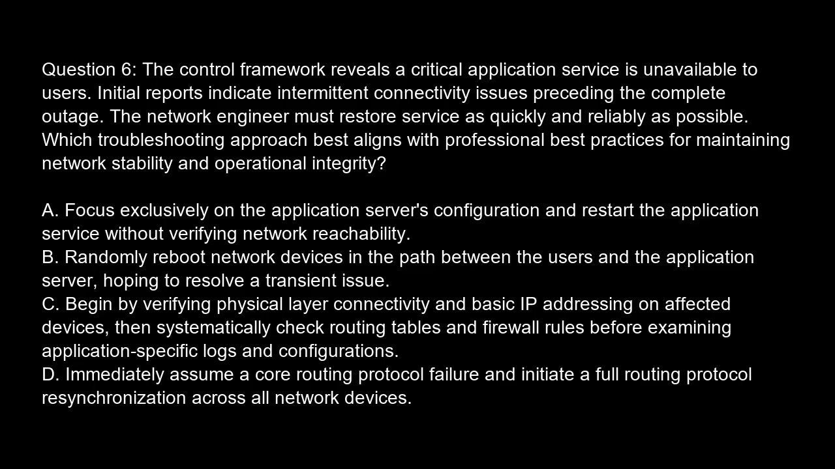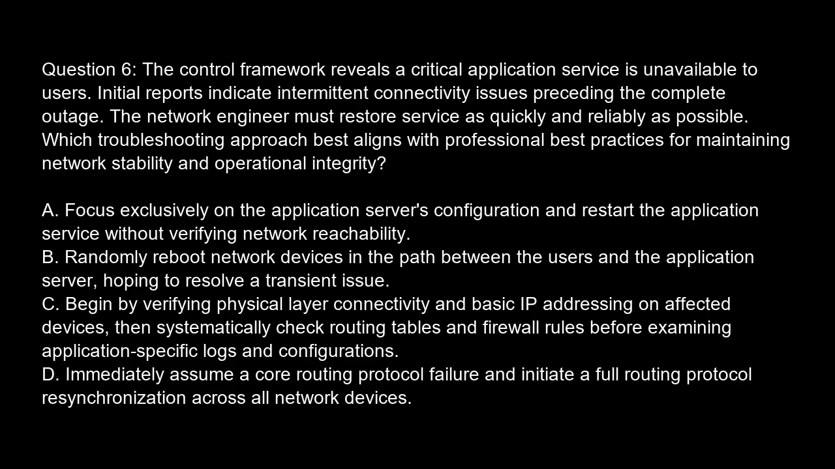Question 6. The control framework reveals a critical application service is unavailable to users. Initial reports indicate intermittent connectivity issues preceding the complete outage. The network engineer must restore service as quickly and reliably as possible. Which troubleshooting approach best aligns with professional best practices for maintaining network stability and operational integrity?